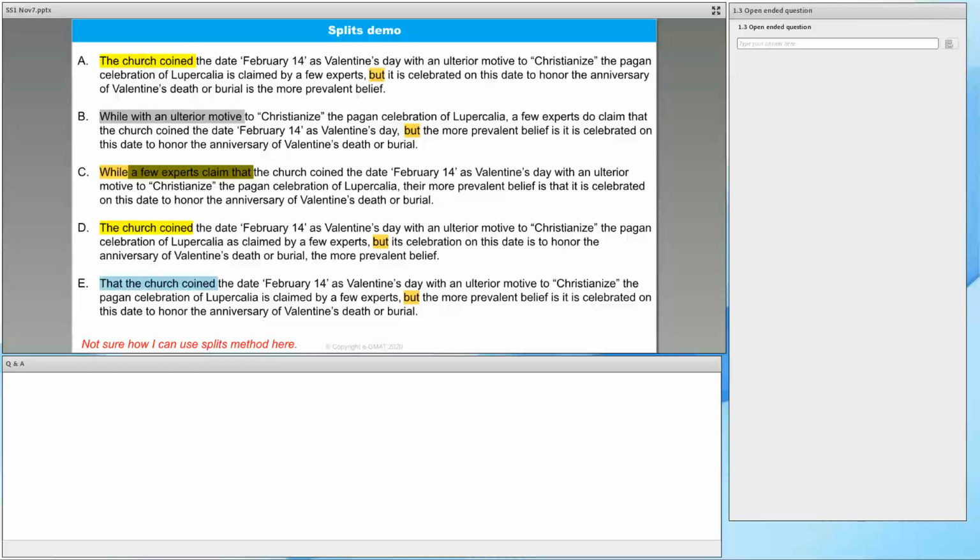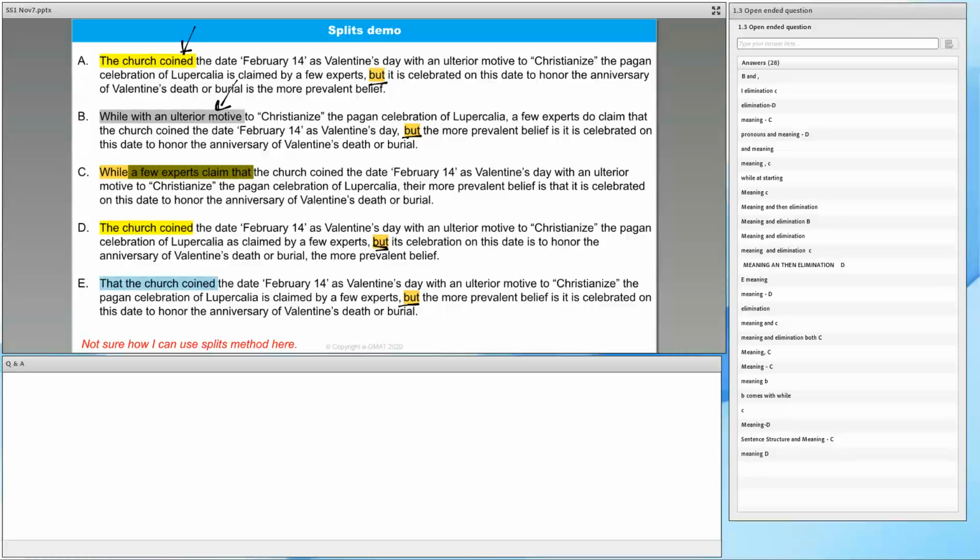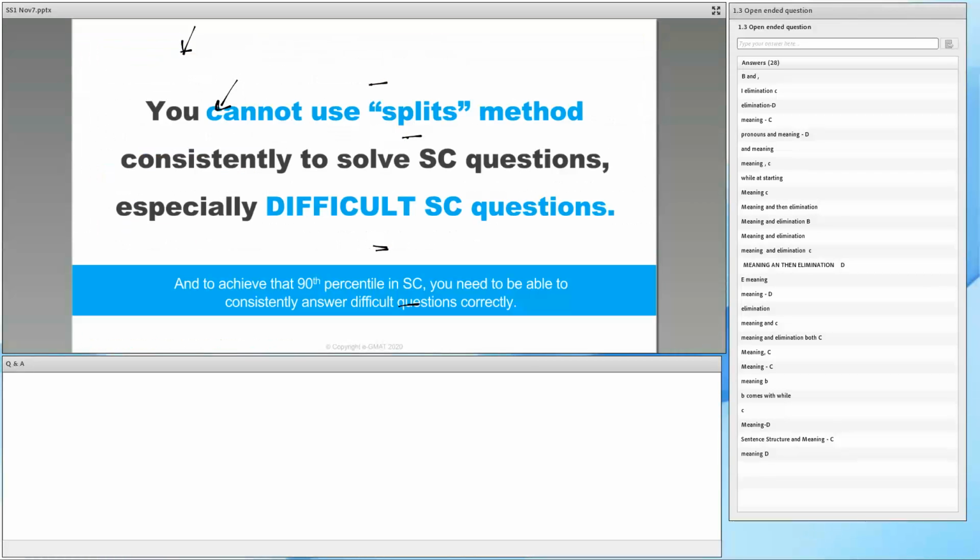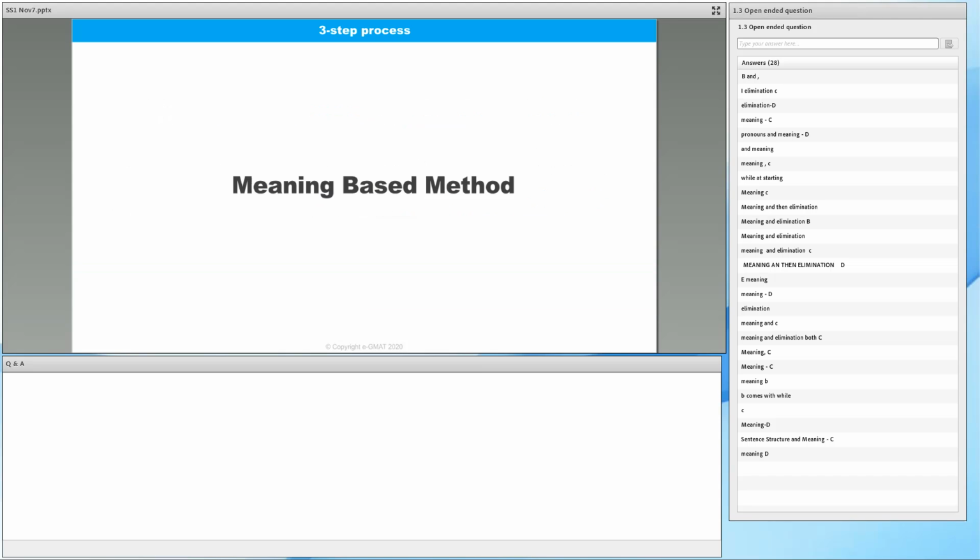So when you think about this, there are no splits that exist in this question. You might say, okay, you have the church coined over here, while with an ulterior motive over here, while a few experts. You have but in 4 of these 5 choices over here, which is a contrast word. But other than that, there aren't that many splits over here. So you can't really use the splits method even if you wanted to, which, by the way, even if you used the splits method, you wouldn't have been able to get this right over here. So let's use the meaning-based approach.